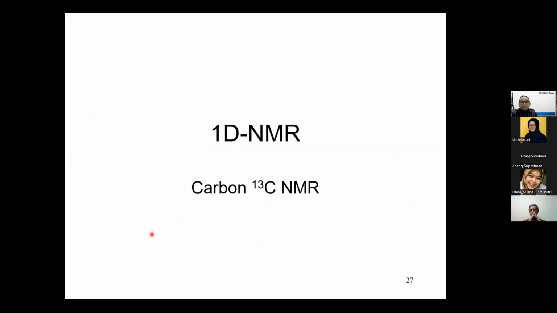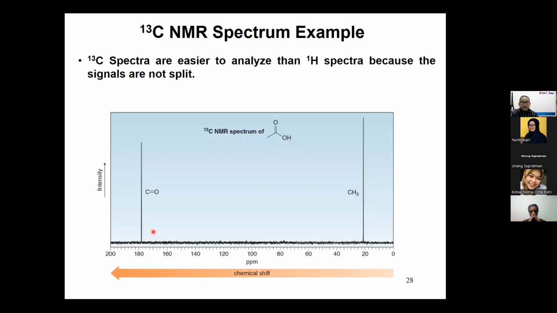So for carbon NMR. As I said, we have two kinds of information. The first one is carbon, the second one is proton, but we will touch on carbon now. Carbon is easier to analyze than proton NMR because the signal is not splitting, which means it is decoupled.